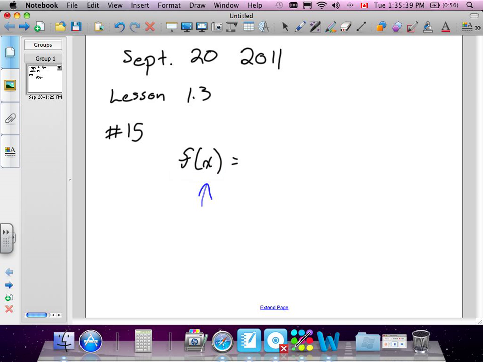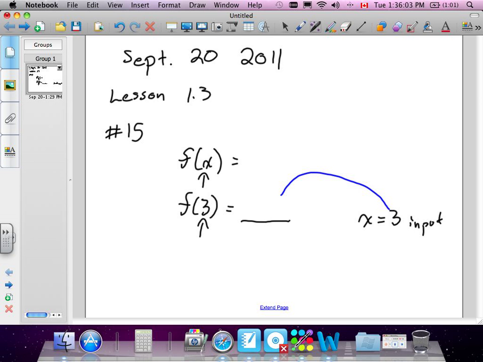F at 3 represents the value of the function, the output, when x, the input, is 3. So f at 3, remember we always write our answer, is equal to something. We've replaced x with the number 3. So in this case, x is equal to 3. It's our input. We input 3 into whatever function we have, and we find out that f at 3 is some number. It's considered our output. So x is the input, and when we put 3 into the function or the equation, we get a new number, which is our output.